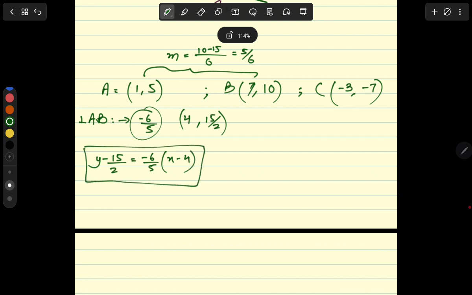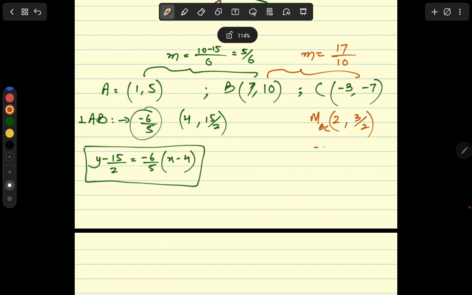Now let's find the equation of a perpendicular bisector between B and C. Okay, now let's do that. So the midpoint of this is 7 minus 3 is 4, so this is 2 comma 10 minus 7, 3 upon 2. So this is the midpoint of B and C, right? And the gradient between these two points is 10 minus negative 7, that is 17, over 10, so 17 upon 10.